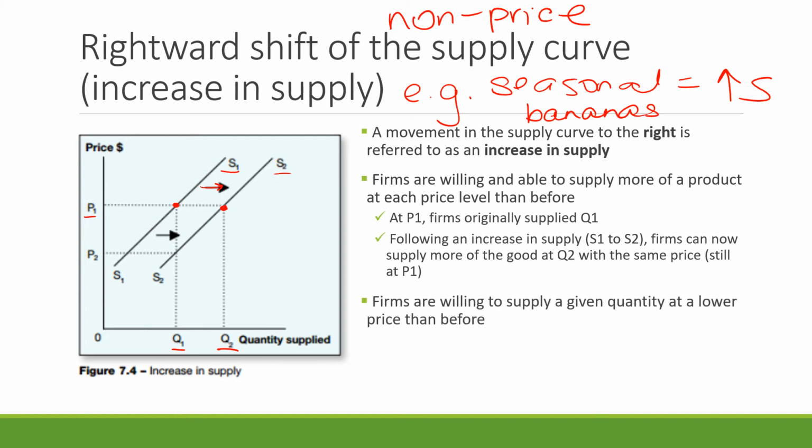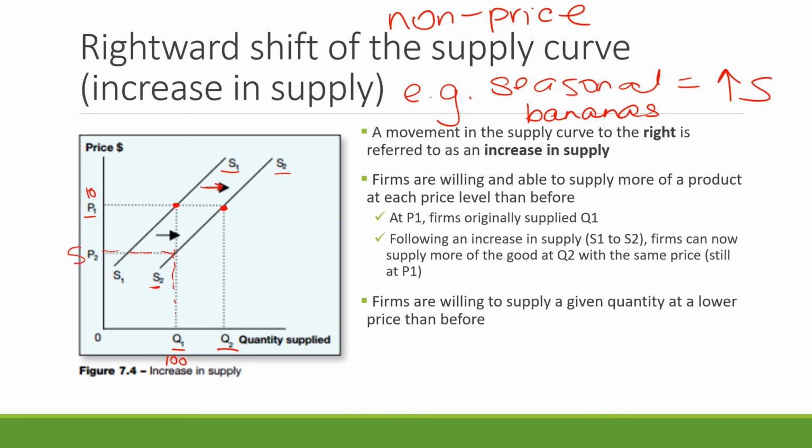The second thing that happens is that firms are now willing to supply a given quantity at a lower price than before. So let's look at, for example, initially at Q1, they were willing to supply, let's just say 100 bananas at P1 of $10. Now, according to our new scenario on our S2 curve, they're now willing to supply 100 bananas at a lower price level. Maybe this is $5 per banana.